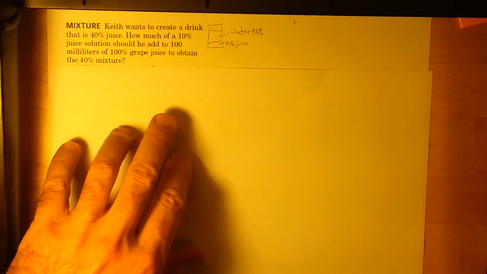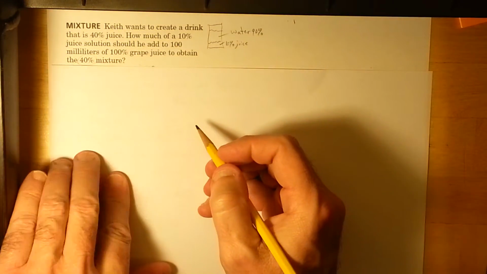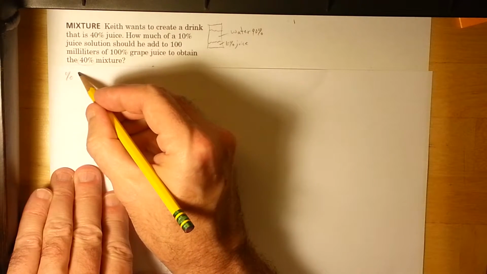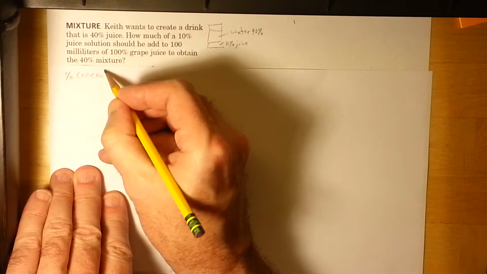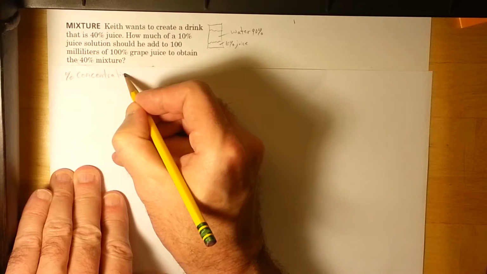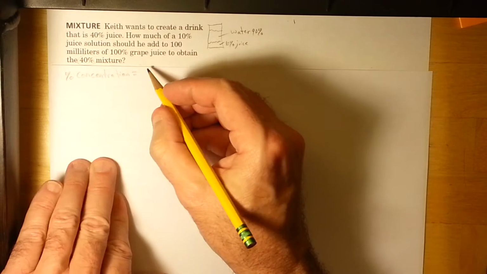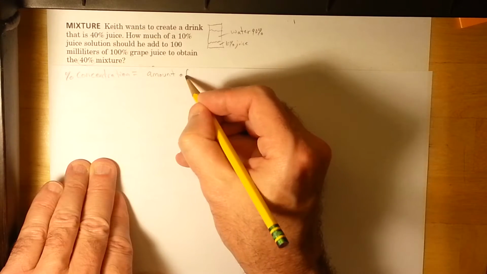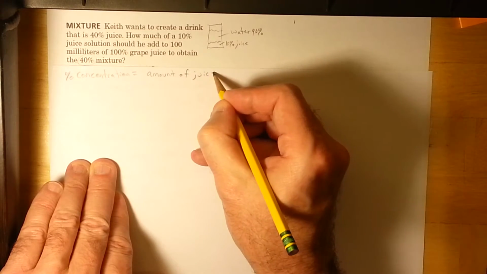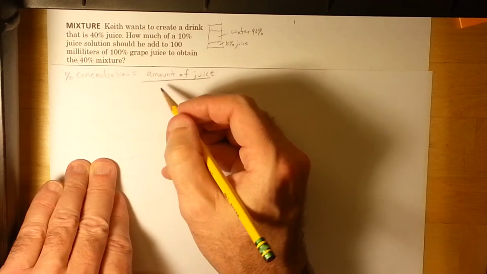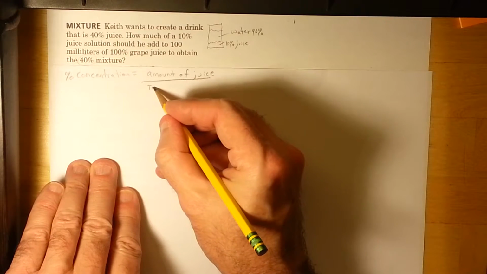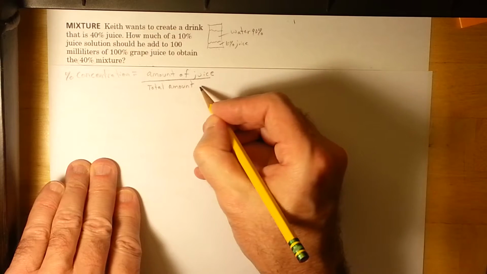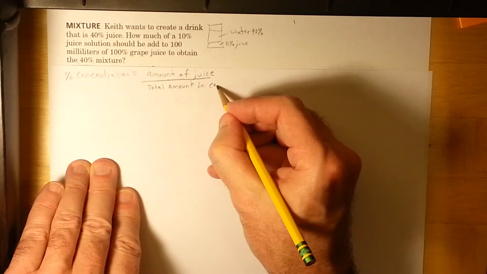Of course we know that the percent of concentration equals the amount of juice divided by the total amount in the container.